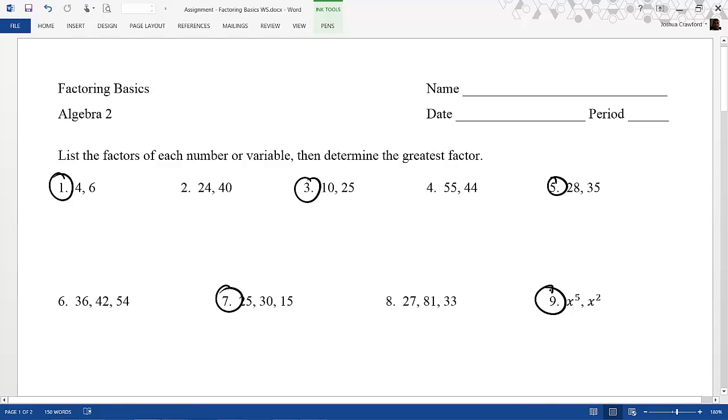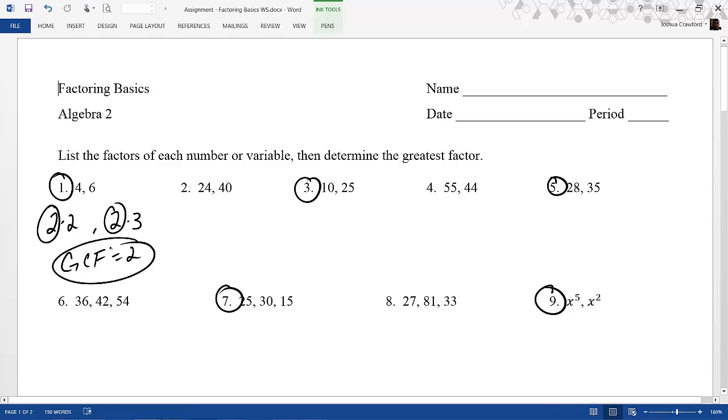So for number 1, for this first section it's asking you to list the factors of each number or variable, then determine the greatest factor. So first let's break up our two numbers here, 4 and 6. 4 breaks up to 2 times 2. And then 6 breaks up to 2 times 3. Now, what's in common between those two numbers? The 2 is the only thing in common, so your GCF will equal 2.